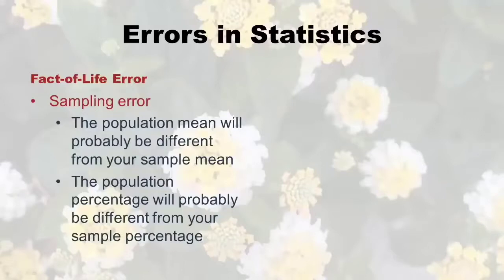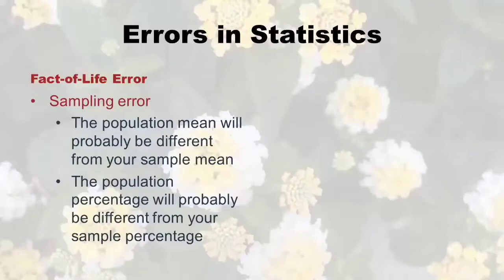In this case, I'm going to describe one of those. It's called a sampling error. The sampling error simply says the population mean will be different from your sample mean, and the population percentage will be different from your sample percentage. So what does that mean? That means that if I cut corners and just take a sample to infer to the population, and I do one of those experiments I was telling you about, where I have the population data and I just take a sample and compare the means, they will be different.